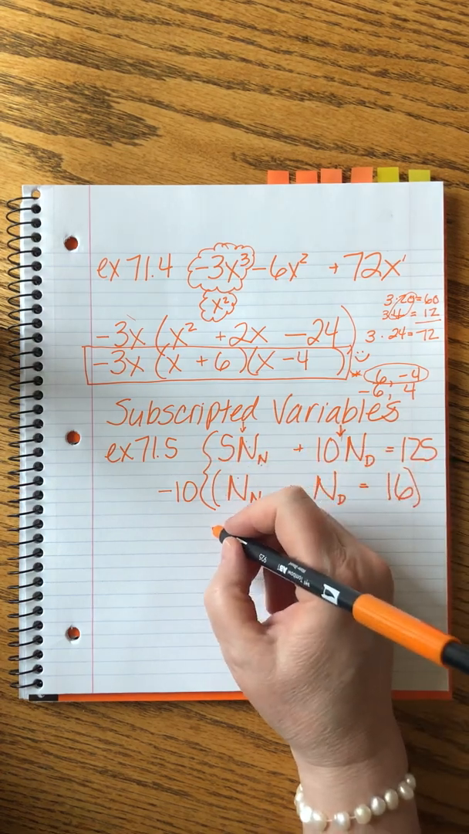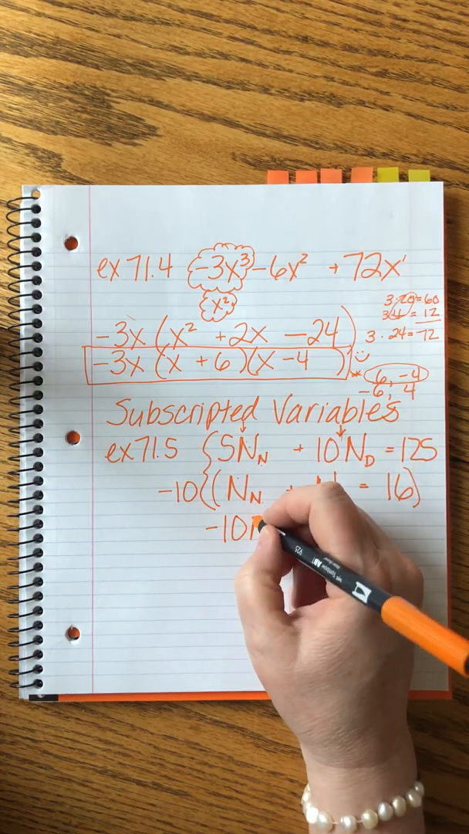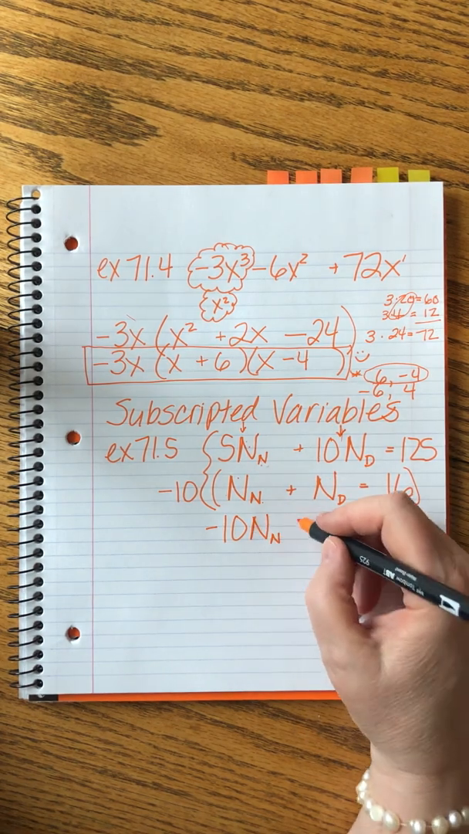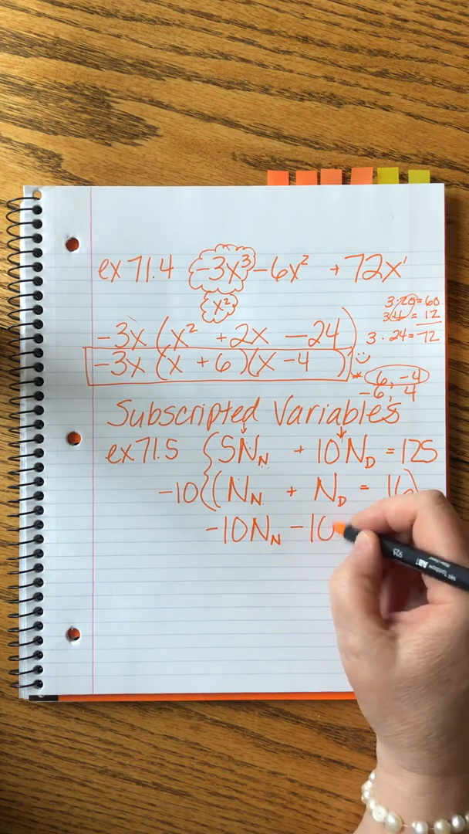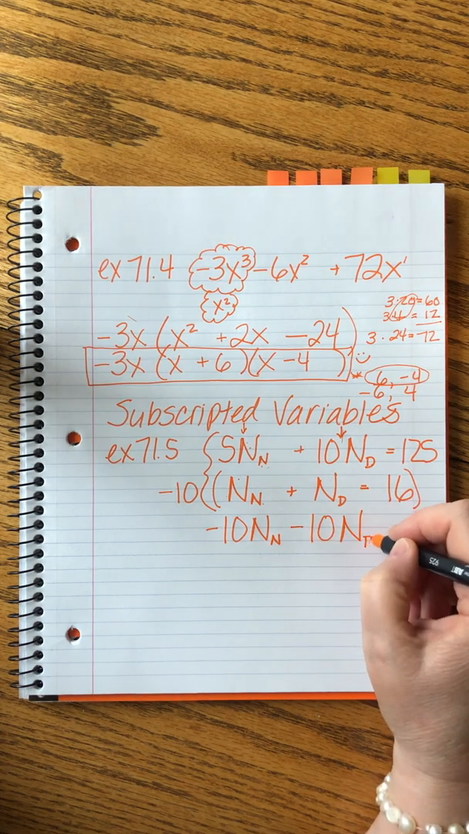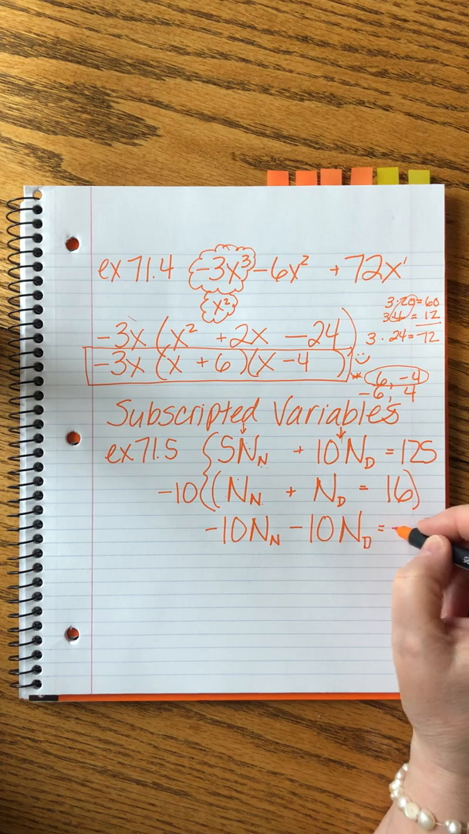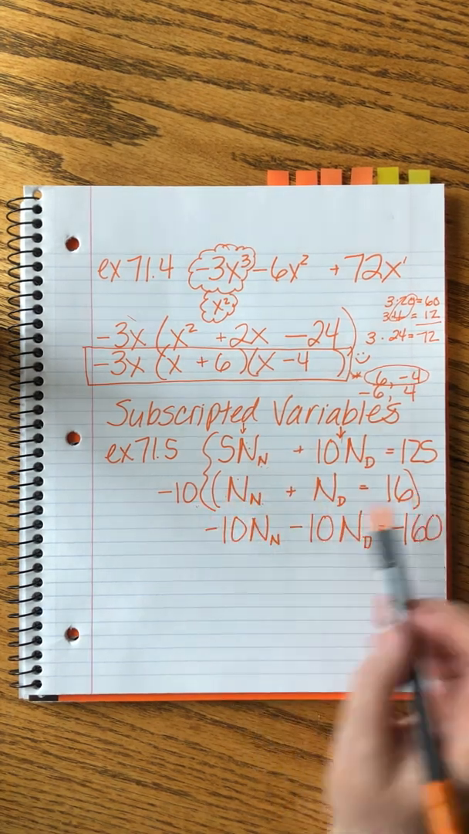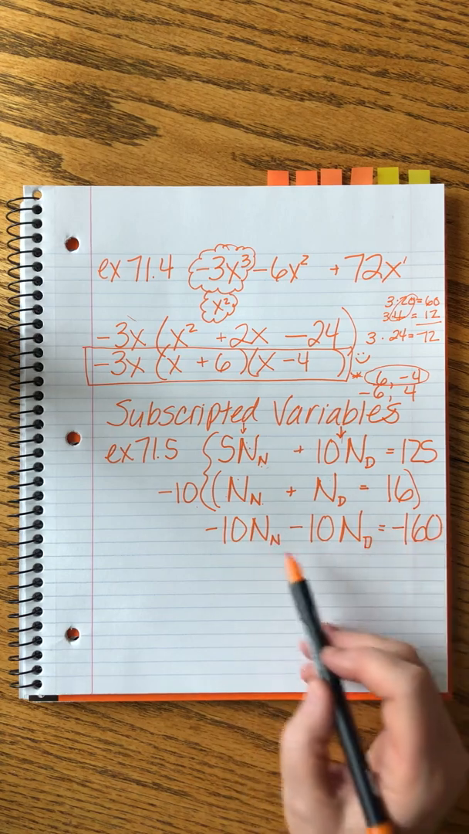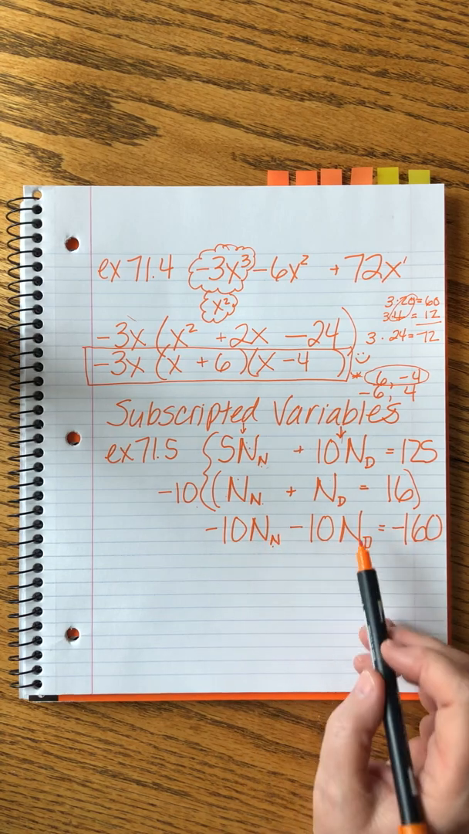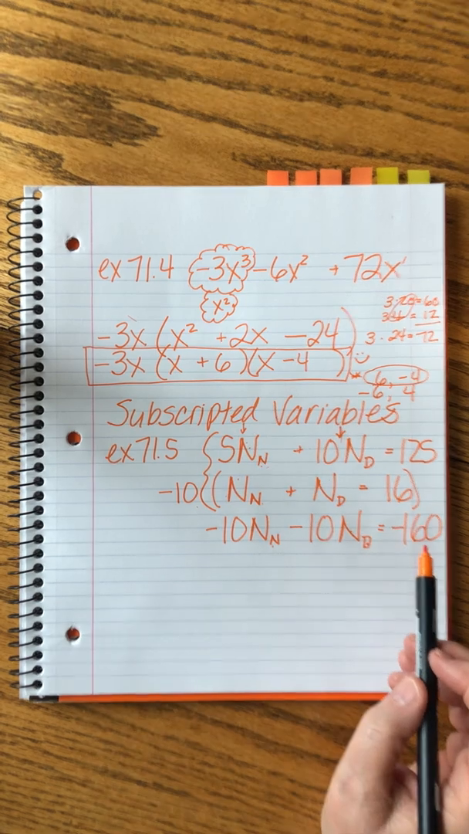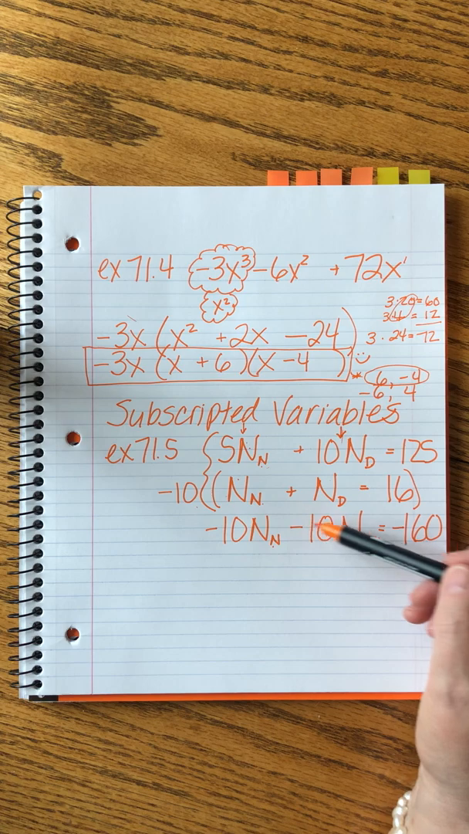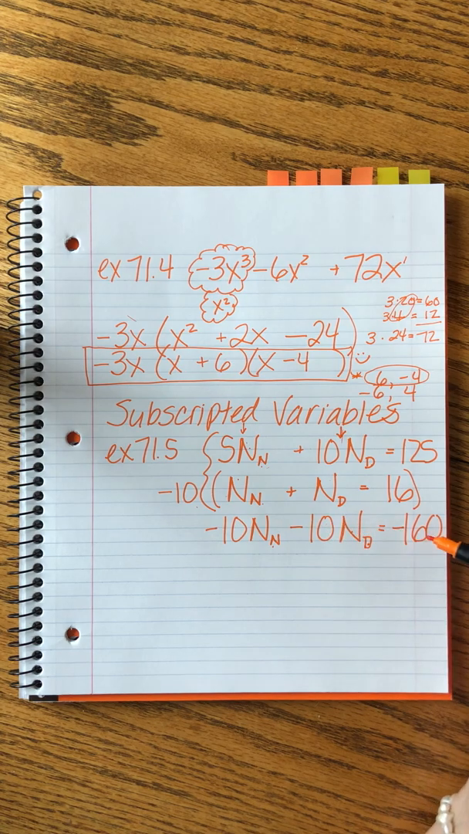So here, let's multiply. Minus 10 n sub n, you can say, minus 10 n sub d equals minus 160. Okay, so I multiplied all this out. I wrote these just the same. I said them as n sub d. Later, when we have stories, we can say minus 10 times the number of nickels, minus 10 times the number of dimes equals minus 160.